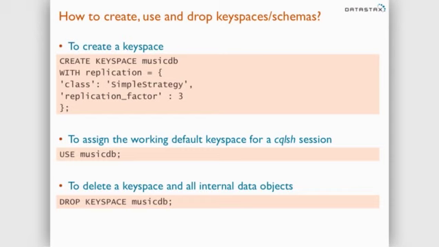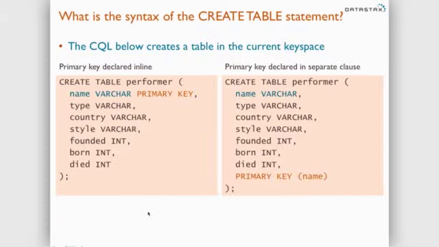Create keyspace, and then here's our example, musicdb. And in this case, we're using simple strategy, replication factor 3. And then we can switch to it using use. You can actually reference any table from anywhere within CQLSH using the keyspace.table notation. But if you want to have a shorter reference, you can just use that keyspace. And to drop a keyspace, just drop it.